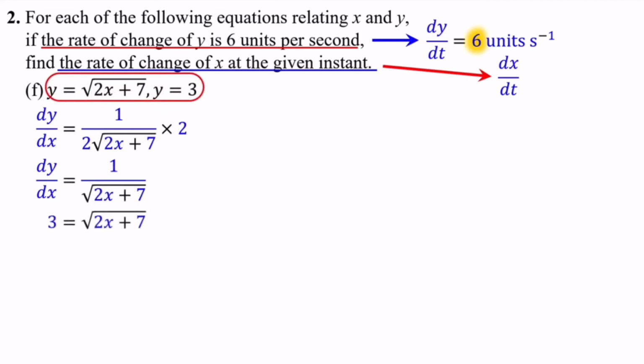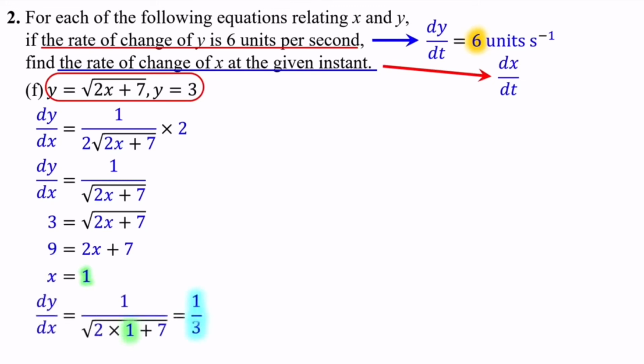So now we want to find the value of x. We need to square both sides, alright? It becomes 9 equal to 2x plus 7. So 9 minus 7 is 2, that means x is equal to 1. Substitute x equal to 1 into dy/dx. We get 1 over 9, which is 1 over 3.